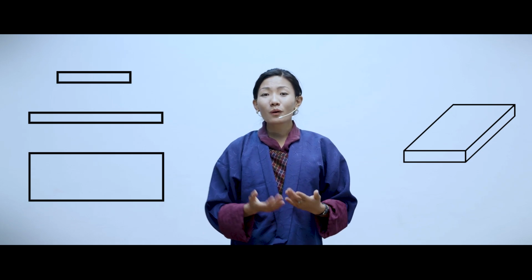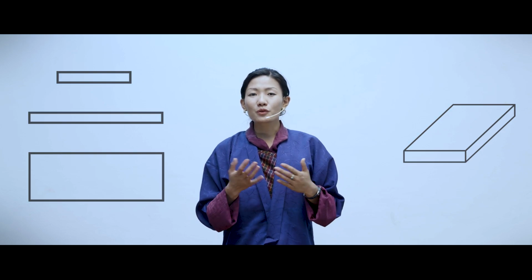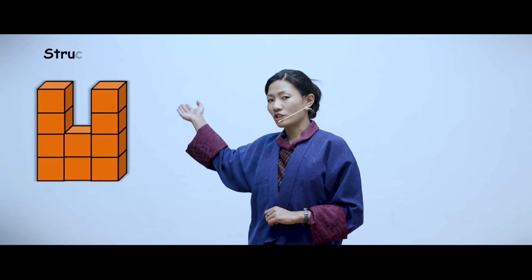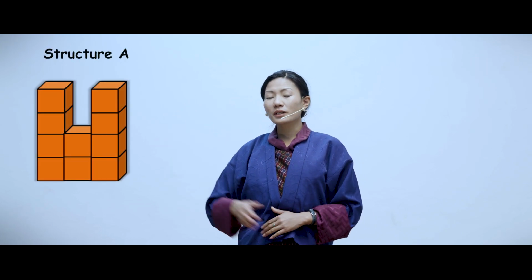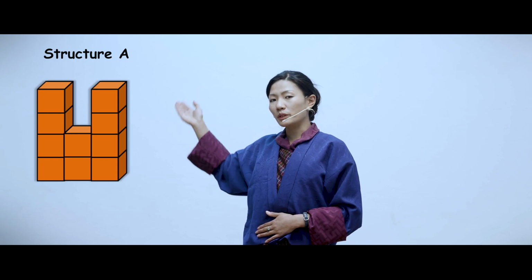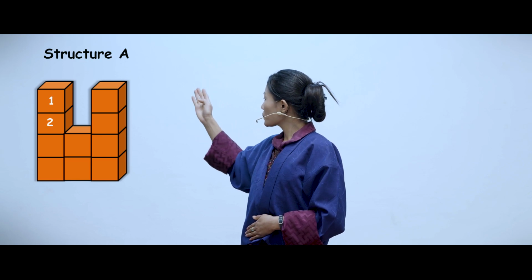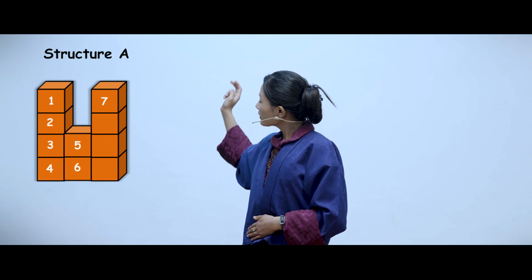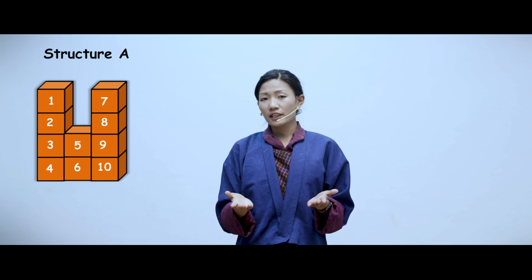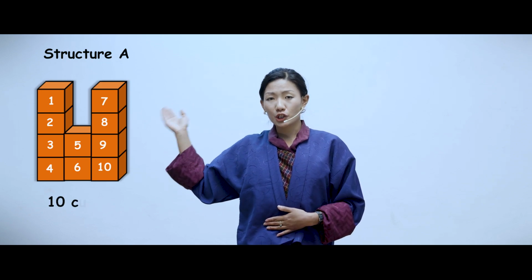So see, you all were already smart enough to do things that were not even taught to you. Am I not correct? Alright, so we have learned what is an isometric drawing. Now before we move on to the next topic, I want you to look at these two structures. Look at structure A. Can you tell me how many cubes have been used to build structure A? Let's count. It has 1, 2, 3, 4, 5, 6, 7, 8, 9, 10. Alright, we can clearly see that it has 10 cubes, right?